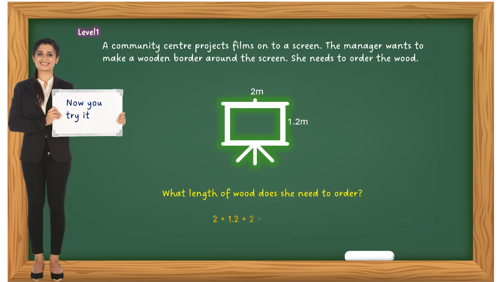So how did you do? It's fairly simple. 2 plus 1.2 plus 2 plus 1.2 equals 6.4 meters, and that is the distance around the edge of the border. If you got 6.4, well done.